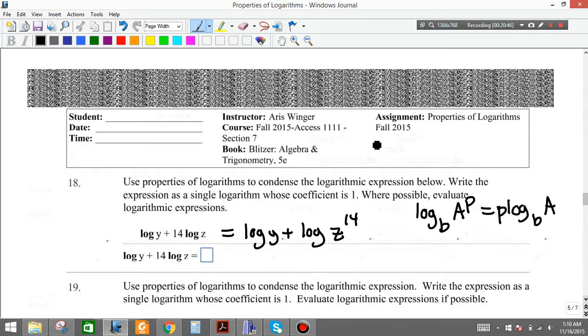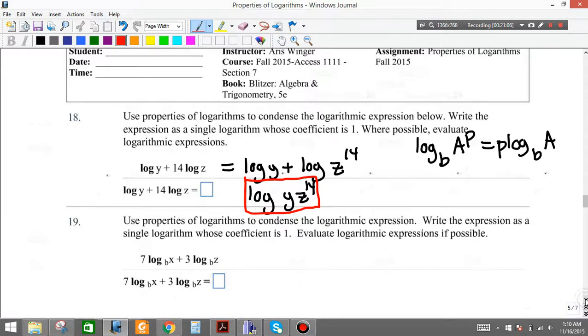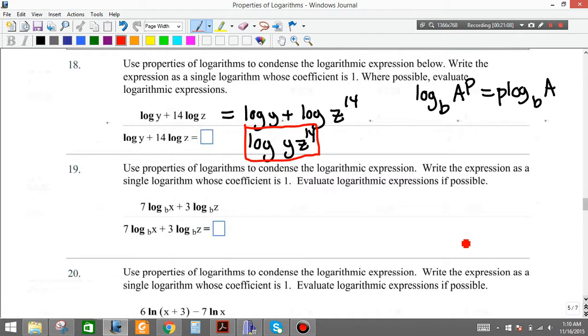And then now we're experts at this. We know that the addition of two logs means that you are going to multiply. So this is log of y times z to the 14th, and that is the answer we are looking for. We have now transformed two separate logs into one single one. We're going to expound on this pretty quickly.